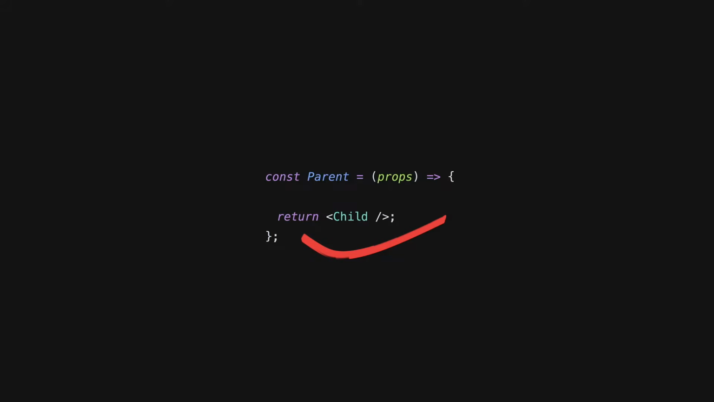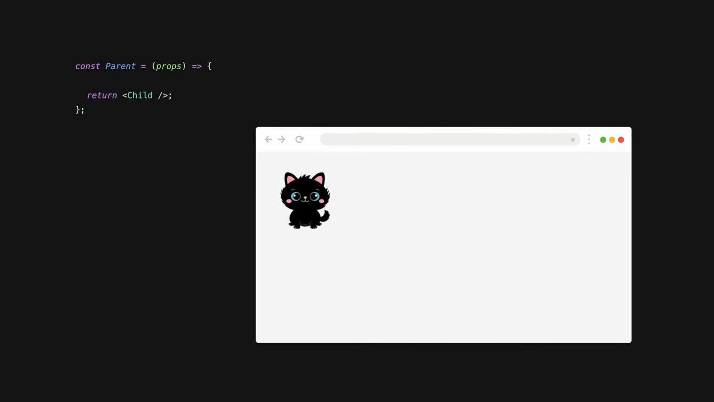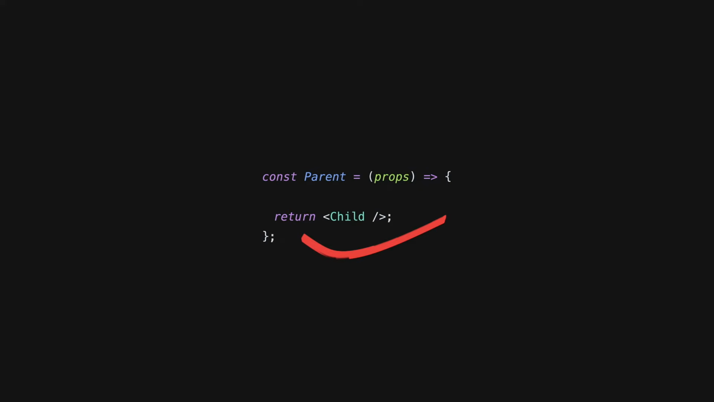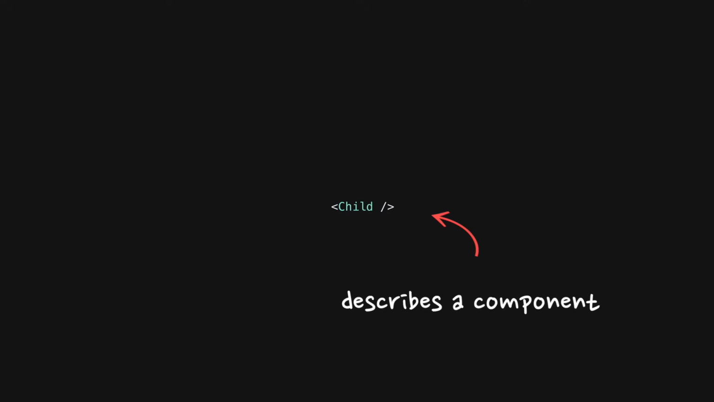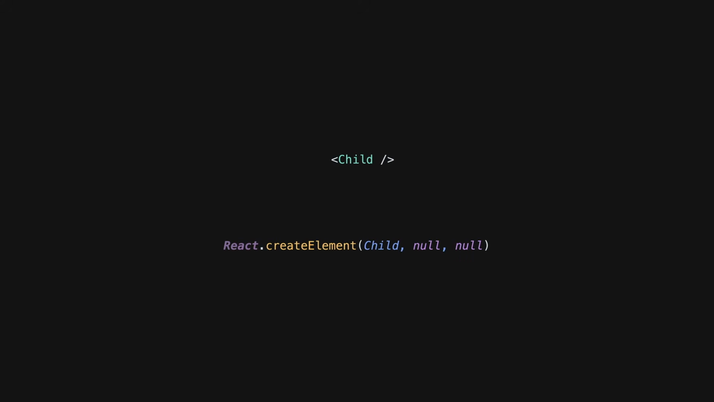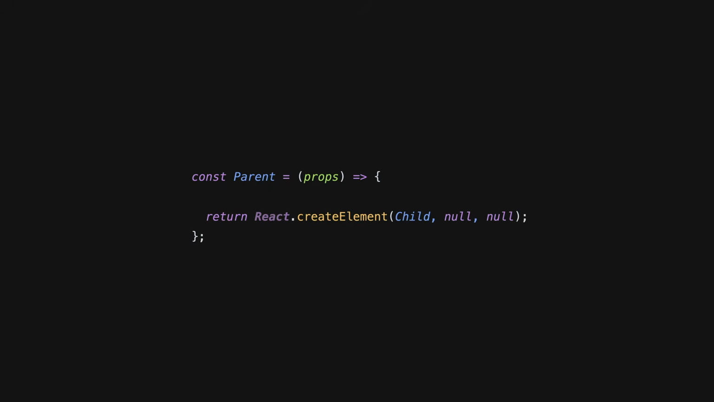When React renders a component, it takes the elements it returns and converts them to what they should represent on the screen. This is an element of a child component. The element of the parent component would be this. Element is just an object that describes a component. In fact, the nice HTML-like syntax is nothing more than syntax sugar for React createElement function. We can even replace that element with this, and everything will work as expected.